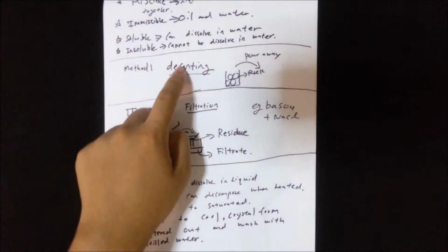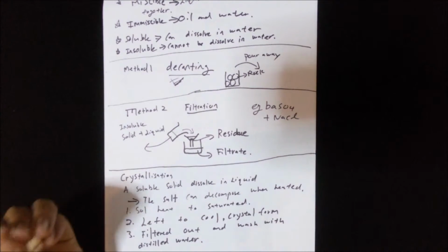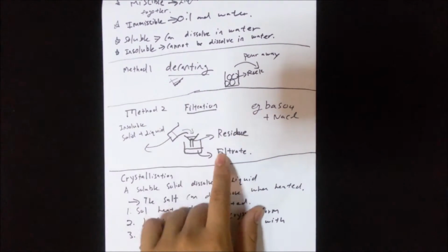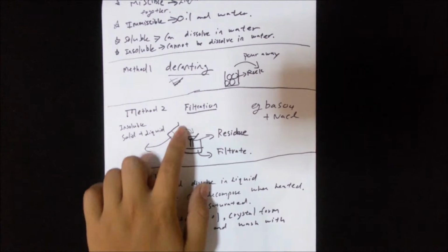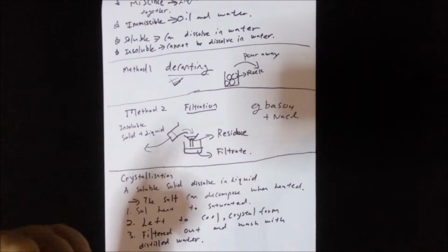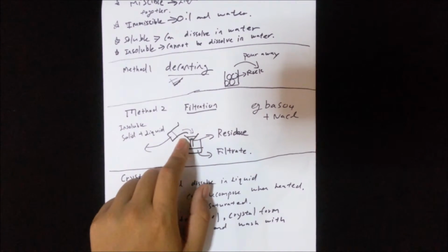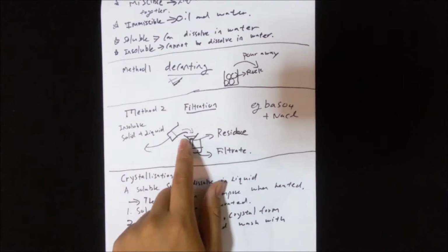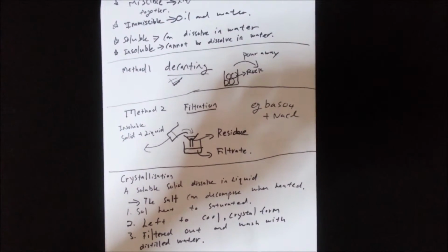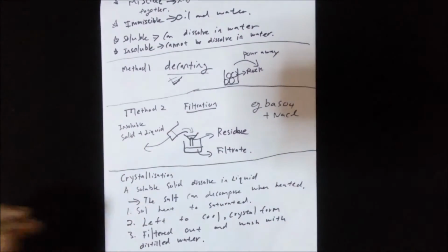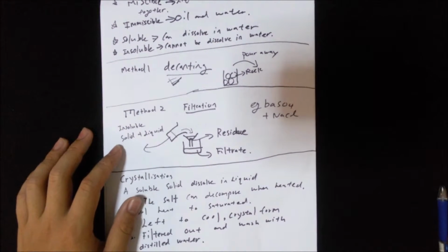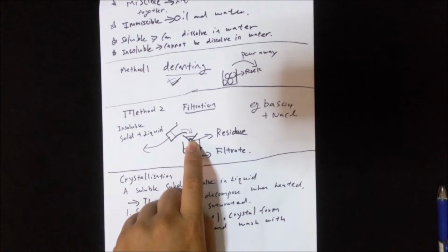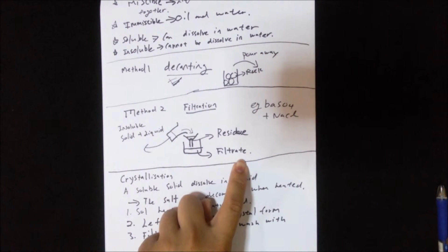The next method is something similar to this, however it's for substances that are insoluble but at a smaller particle size, and this process is called filtration. Inside this beaker, it contains the insoluble solid particles and liquid. And this is a filter paper. If you pour this in, the residue will stay on the top. The residue will stay on top, which is the insoluble solid, and the liquid will go through, and this is known as the filtrate.